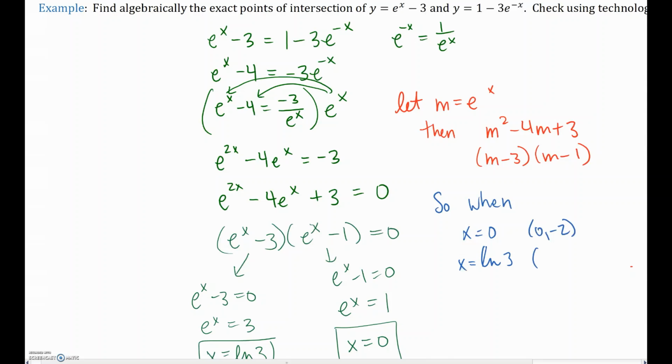You get ln of 3 is your x, and what would you get if you plug it in? ln of 3 would be 3 minus 3, which is 0. Oh, interesting. So there are your 2 points of intersection.